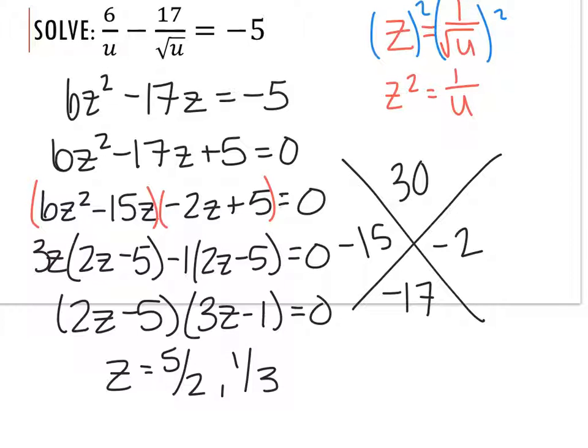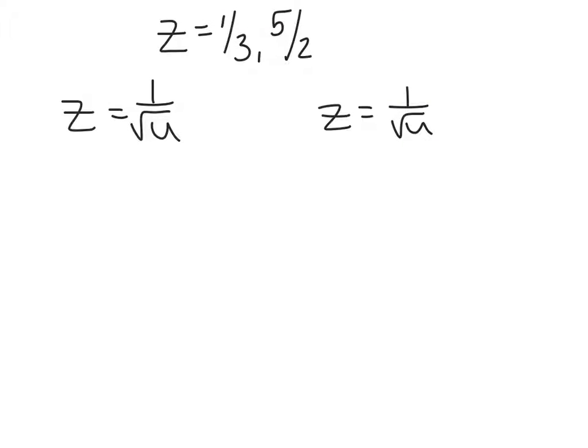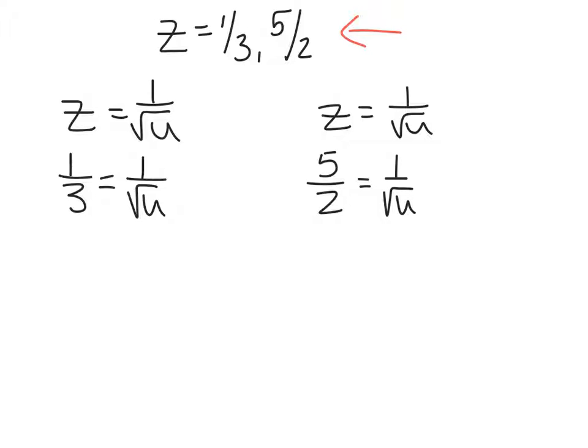So I'm like, yay, I'm done. Oh yeah, just kidding. My original variable is u. So what we need to do is figure out what u is. Okay, I didn't have any more room. So we just solved for z, and this is what we got. And we know we let z equal 1 over the square root of u. So z is 1/3 is equal to 1 all over the square root of u. And we know that 5/2 is equal to 1 all over the square root of u.